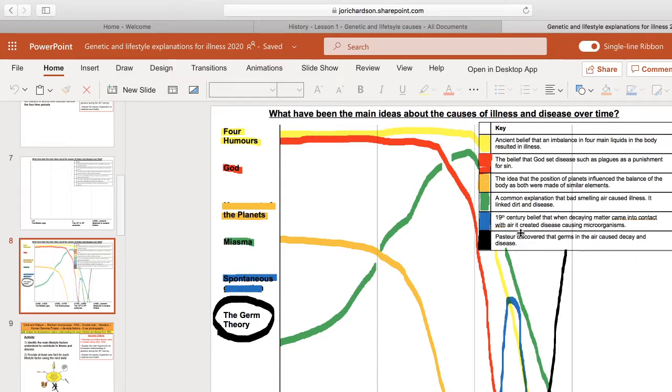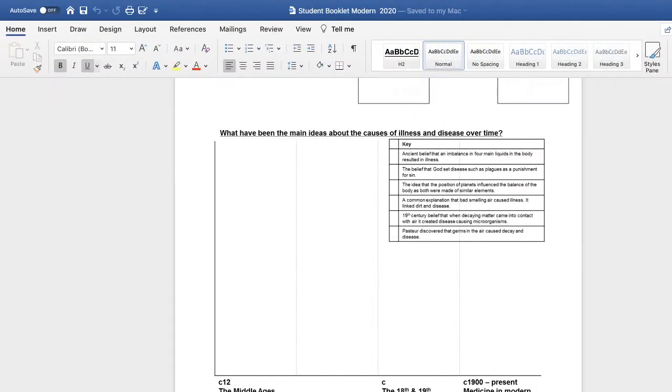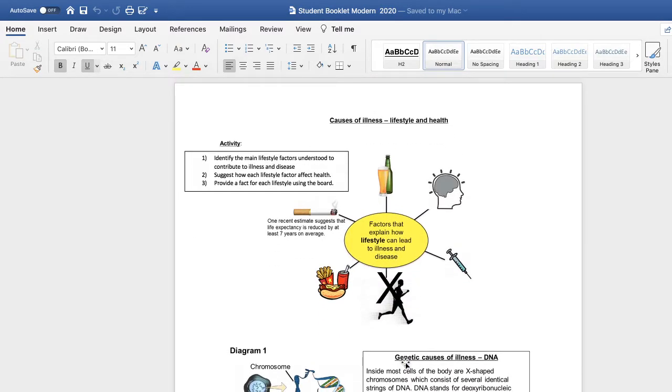Hopefully you didn't get confused, that one was spontaneous generation, which only peaks in this time frame here. And then our last one being germ theory, you could have extended that further along because it's still something that we believe today. Okay, so once you have done that, you move on to the next page.